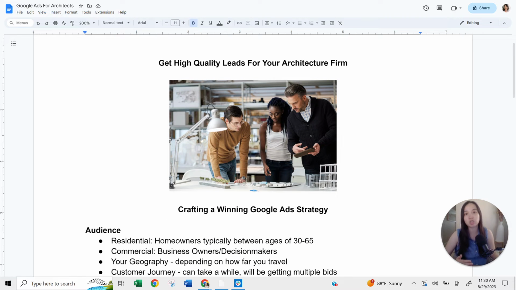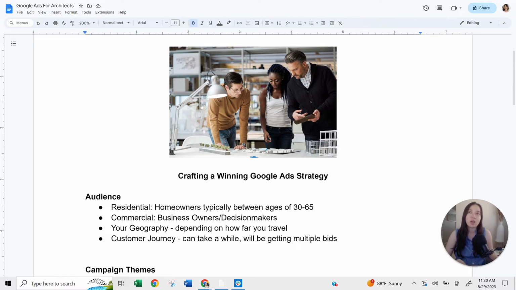So the first thing that you want to make sure that you have dialed in is understanding your audience when it comes to Google Ads. There's going to be a couple different themes that you're going to want to go after. If you're an architect offering residential services, or commercial, you want to make sure that you have those dialed in, but your audience is going to be different for each theme.